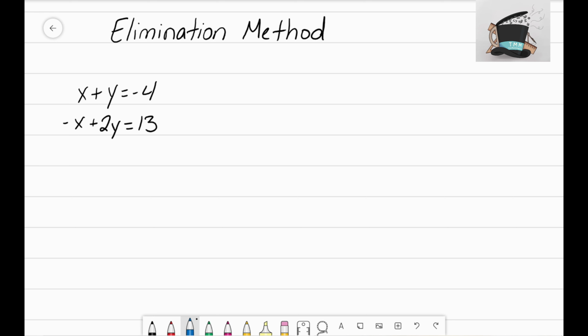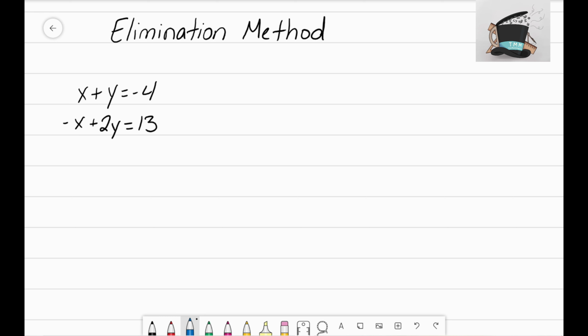Okay, a substitution method, you want to use that when you have a variable isolated, right? When there's a variable all by itself on one side of the equal sign. Hopefully we can see with these two equations that I don't have a variable isolated. The x's and the y's are on the same side of the equal sign. And that tells us right away that substitution method is not going to work for us.